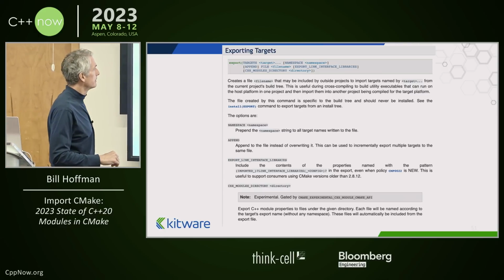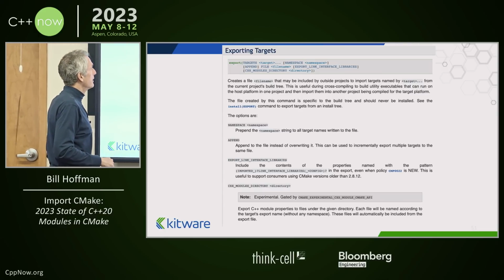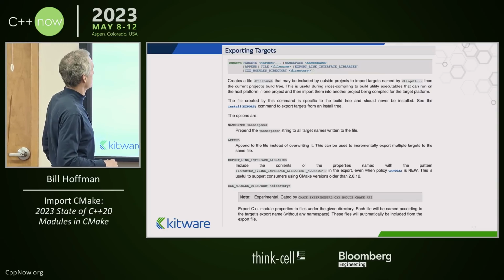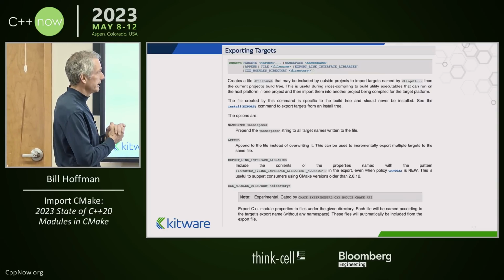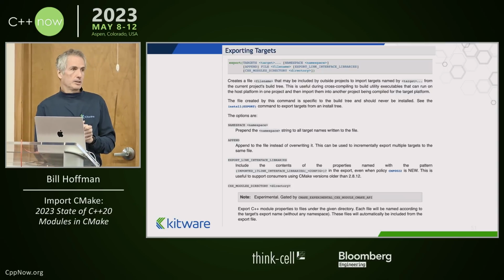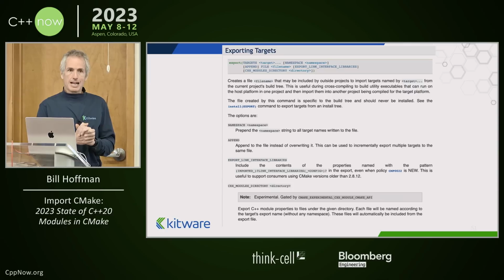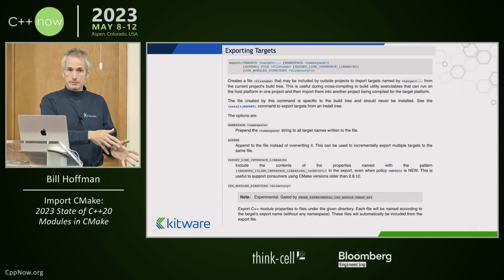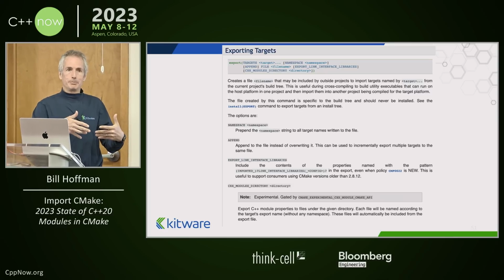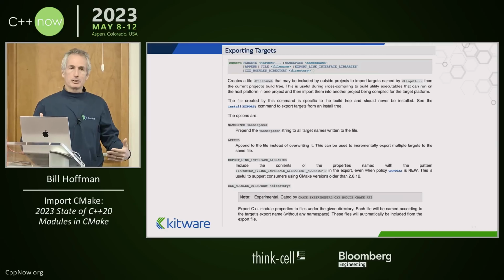Exporting targets. So this creates a file name that may include targets outside of projects, imported from the current project's build tree. This is really useful for doing cross-compiling. So not doing a full install, but instead you want to export into your build tree and then be able to consume that from another build tree.